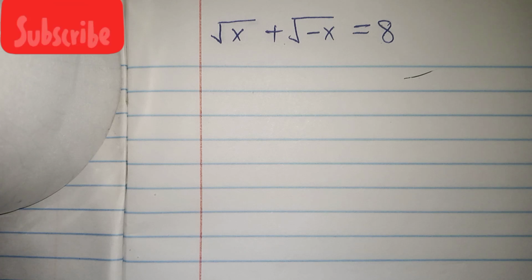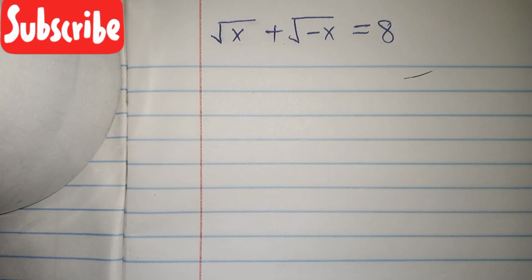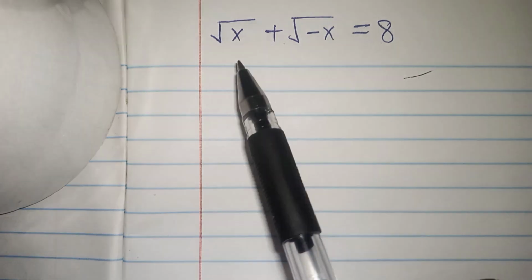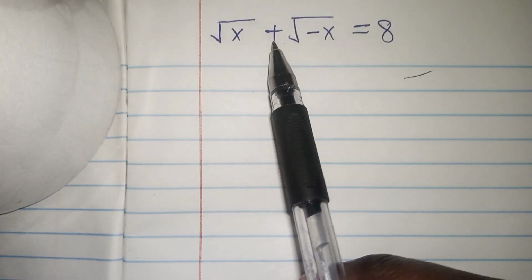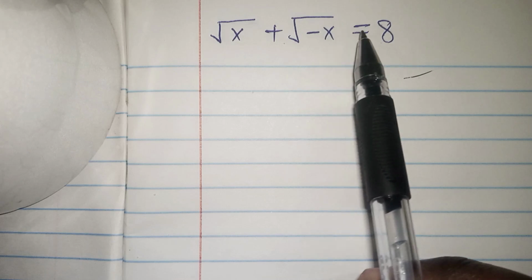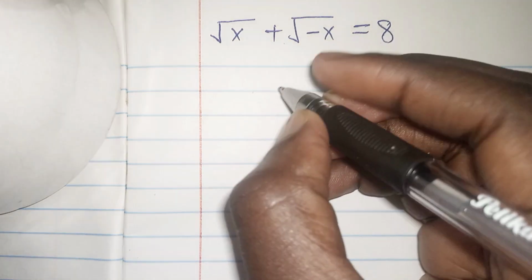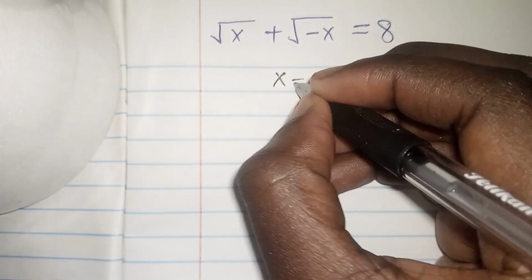So today I'm bringing you this nice radical equation that I want us to solve for the value of x when given the square root of x plus the square root of negative x is equals to 8. So what is the value of x?